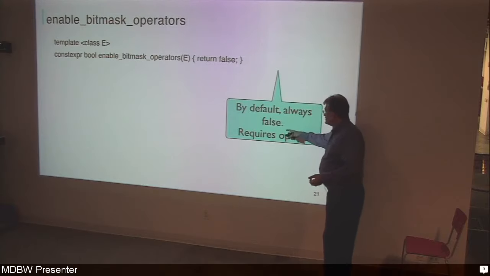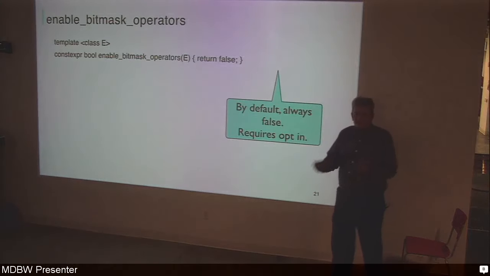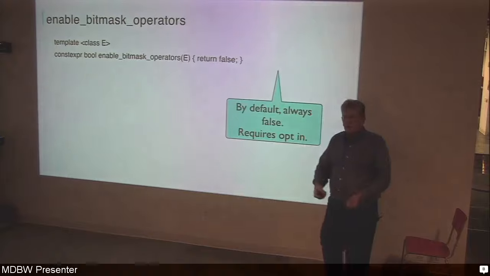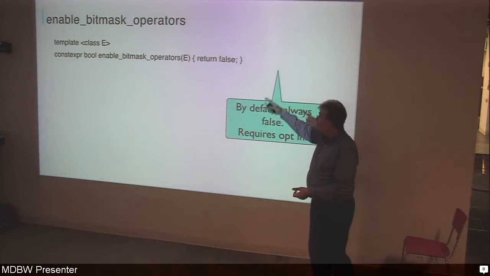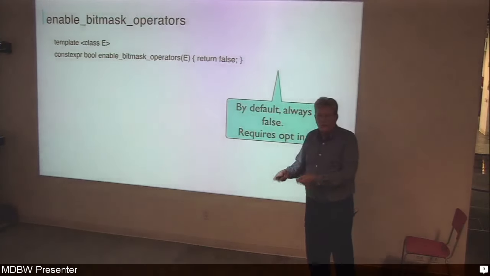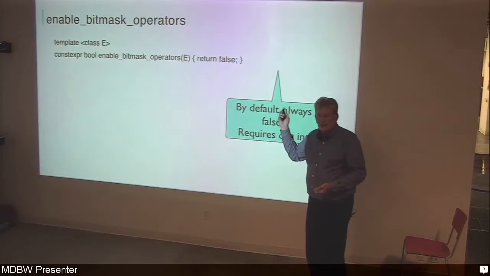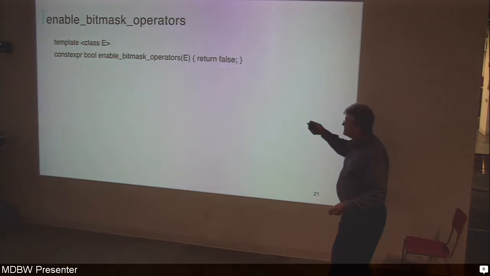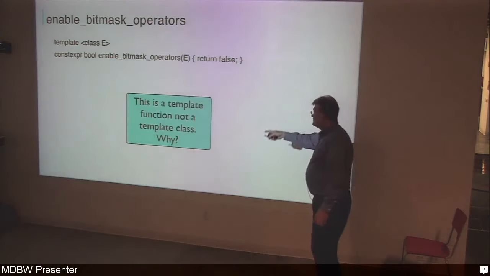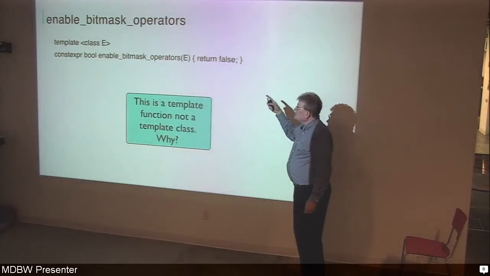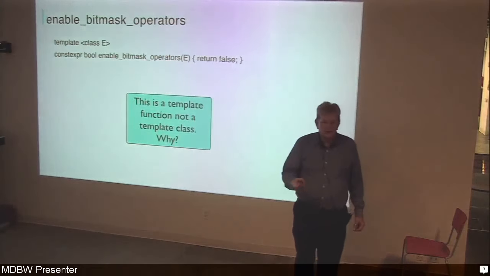By default, it's always false. It requires opt-in. We're going to have to explicitly say, I want to apply this. I want to enable bitmask operators on this enum. We will have to specialize this to stay true. Actually, we won't be doing that, but that's okay. This is a template function, not a template class. Why did we choose a function instead of a class?